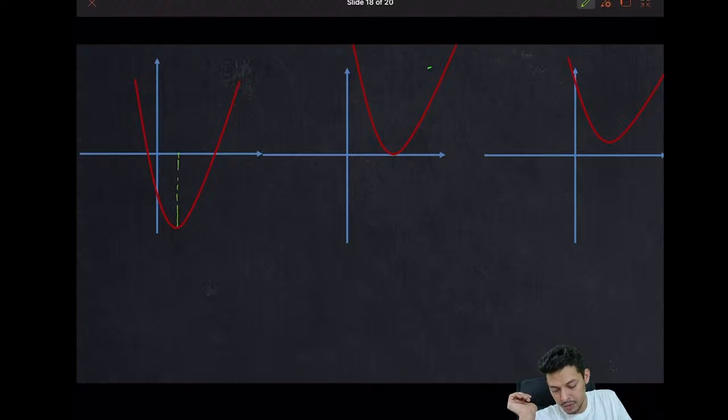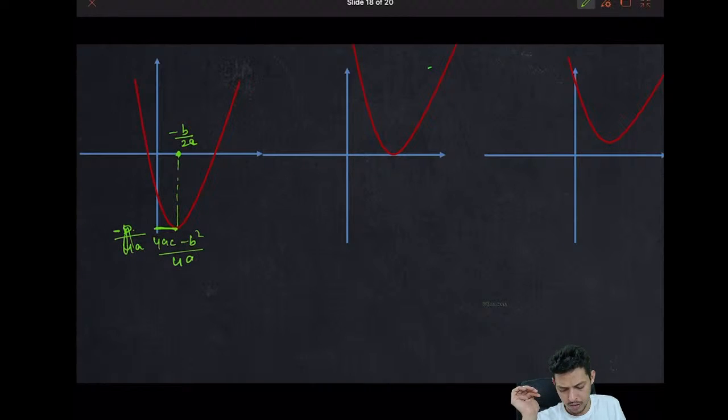Okay, so this value of x for which this minimum is attained is minus b by 2a, and this minimum value attained over here is equal to minus D by 4a, or you can write it like this, it is 4ac minus b square upon 4a. Okay, so what is the minimum value? It is minus D by 4a.